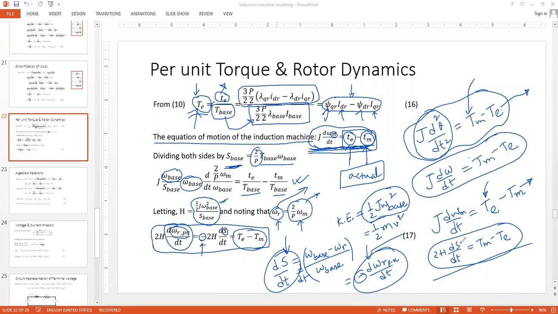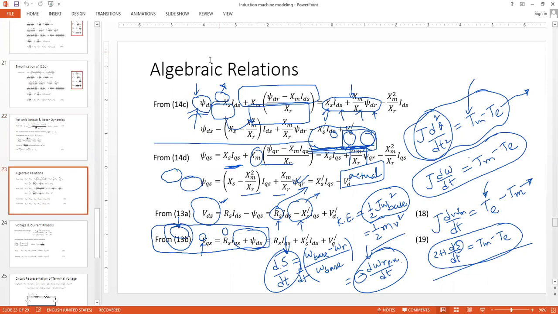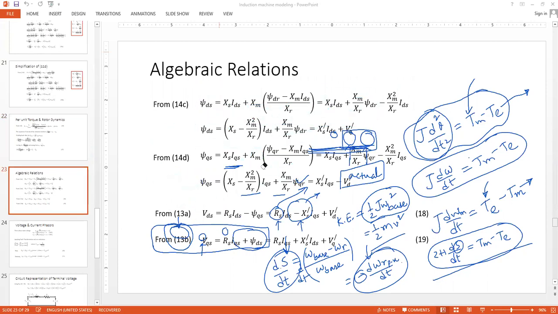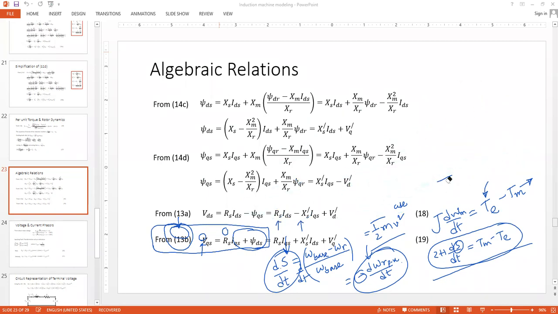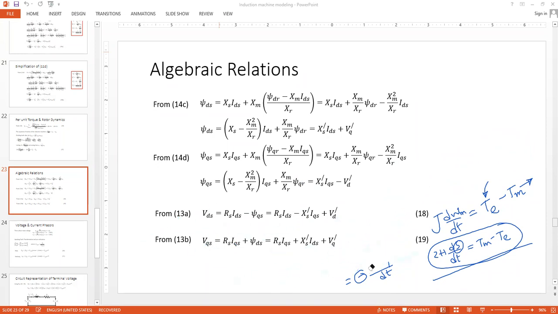So either you can take the slip as your state variable, or you can remain satisfied with omega r per unit as your state variable. No problem. You can go either way. So then we have some algebraic relations. Remember, we are still bothered about the presence of IDS and IQS. Those are still not our state variables. Our state variables are Vd dash, Vq dash, slip, or omega r. These are the state variables.